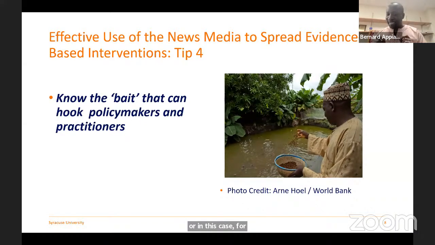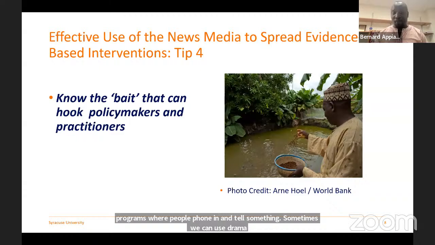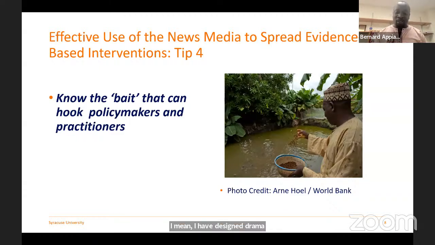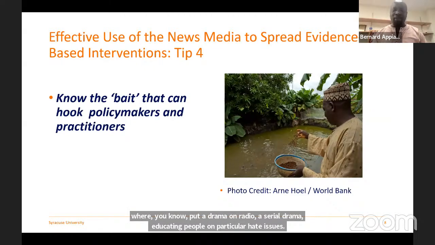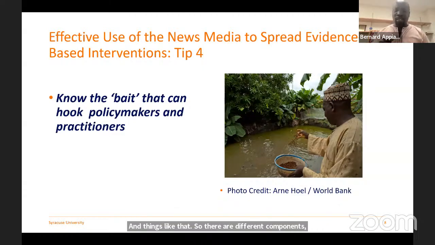So I'm using the baits as the type of programming that we can identify to catch the attention of policymakers and practitioners. Okay, so some programs are call-in programs where people phone in and say something. Sometimes we can use drama. I have designed drama interventions, for example, where we put a serial drama on radio, educating people on particular health issues, and things like that.